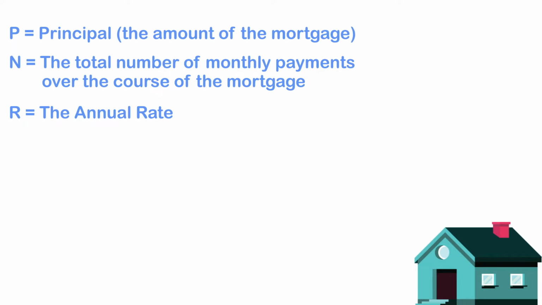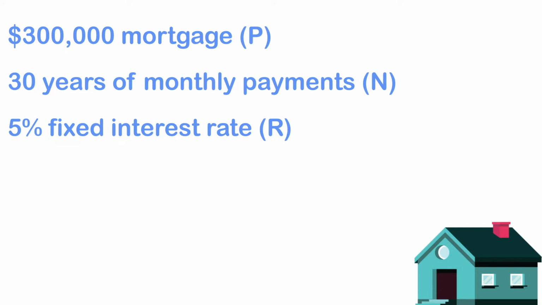P is the principal or the amount of the mortgage, N is the total number of payments over the course of the mortgage, and R is the annual rate. So let's say you take out a $300,000 mortgage over the course of 30 years at an annual rate of 5%. We already know that P equals 300,000, so let's figure out N.